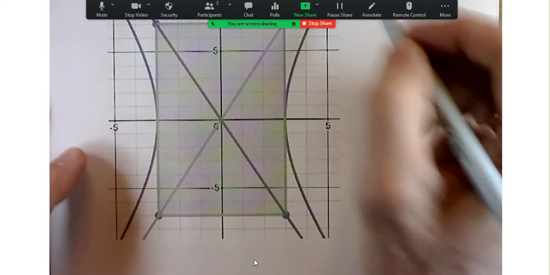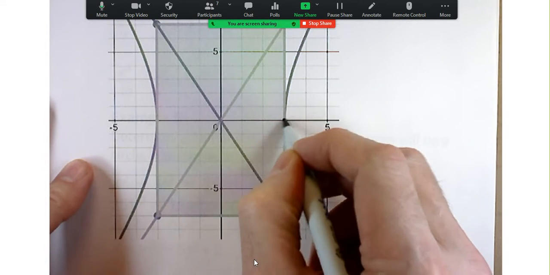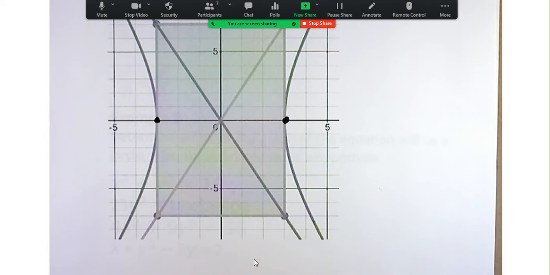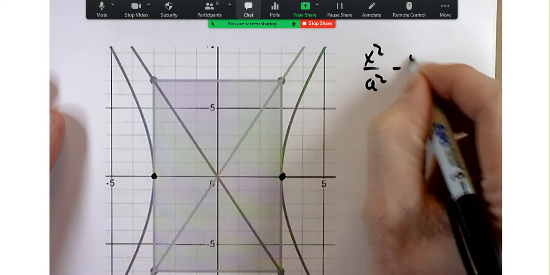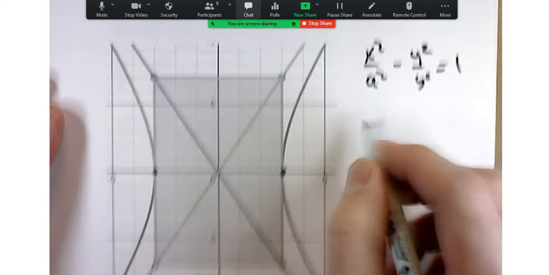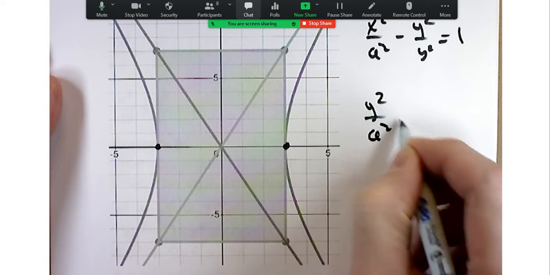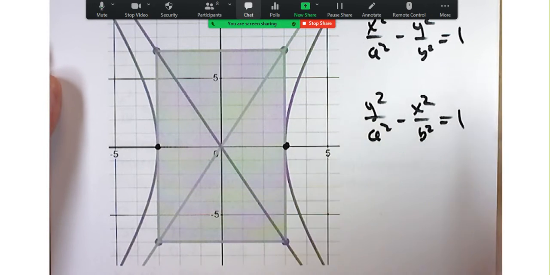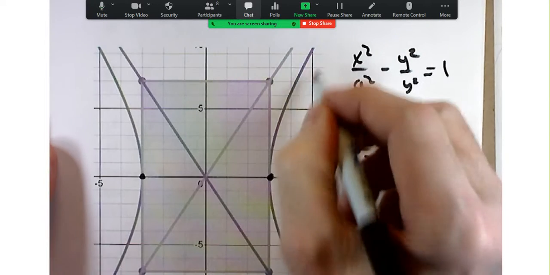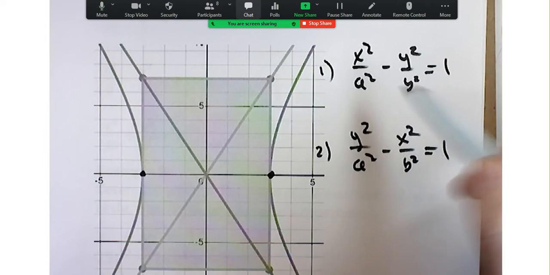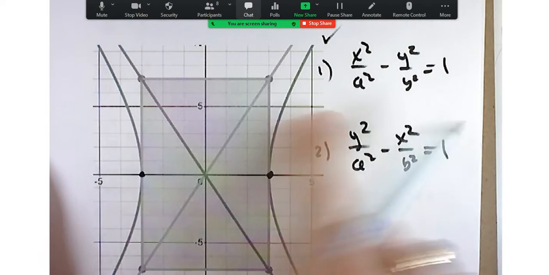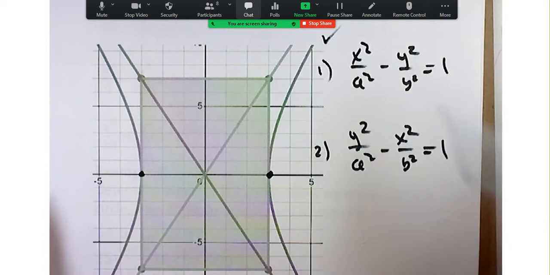First of all, it opens left and right from these vertices. So which squared term has to be positive? Is it going to be the x squared term or the y squared term? I'll give you two choices. x squared over a squared minus y squared over b squared equals 1, or y squared over a squared minus x squared over b squared equals 1. Which one of these styles has to be the correct graph? The first. Yeah, the first one. Excellent. Because it opens left and right, the first one is correct.